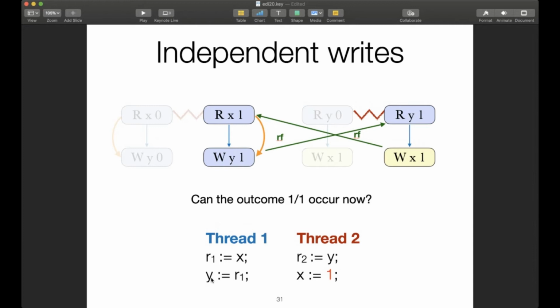In the parallel composition of these two threads, when we look at the execution where we write 1, read x1, write y1, read y1, there's no longer a cycle in dependency union RF. So this execution is now allowed, which is the desired behavior for this program.